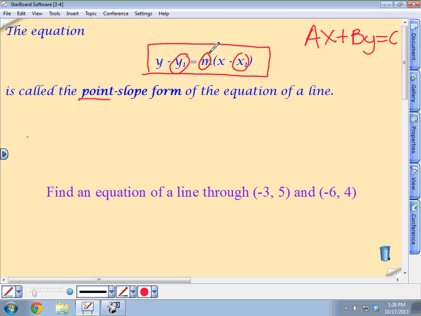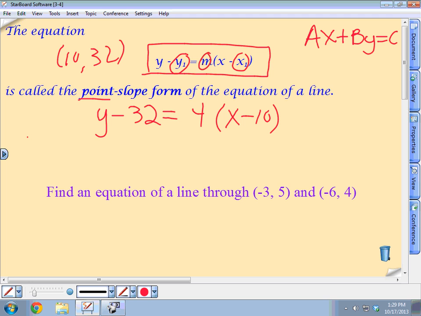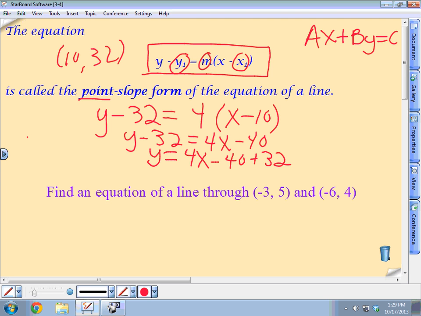So give me a point, Austin. 10, 32. So y minus 32 equals m times x minus 10. And give me a slope, Micah. 4. So if I have a slope and I have a point, that's my equation of the line. Now you may need to simplify that down a little because y minus 32 equals 4x minus 40. Okay? And then you could add 32 to each side, which is just y equals 4x minus 8. But this is the point-slope form of a line. So you can plug that in.